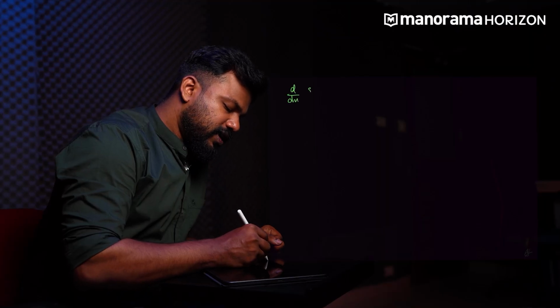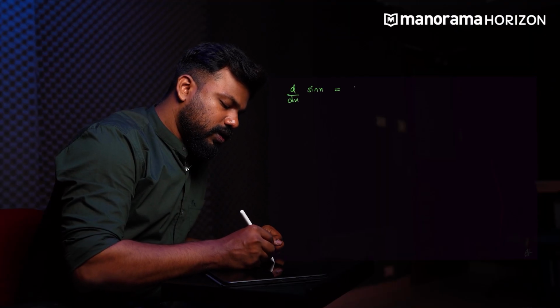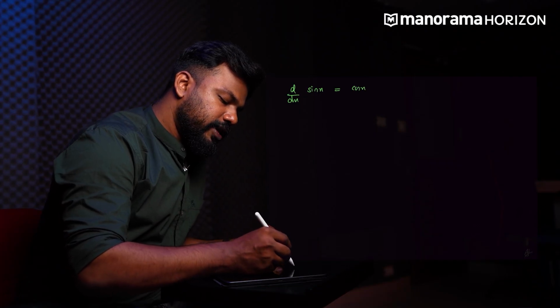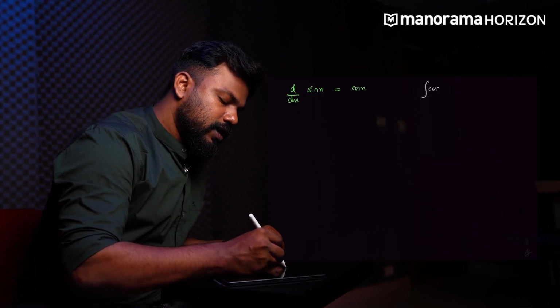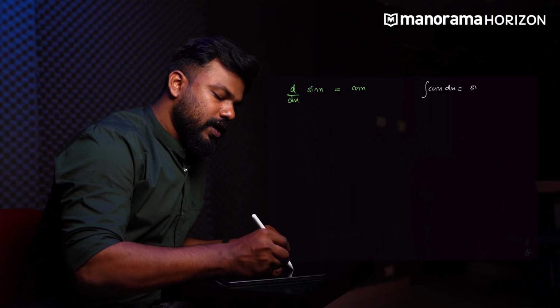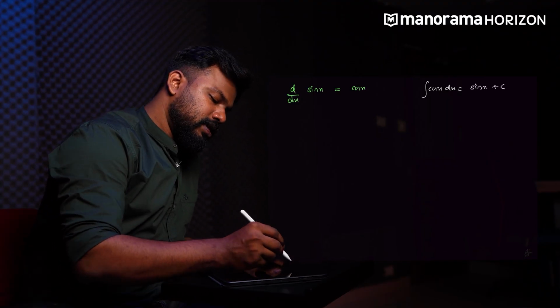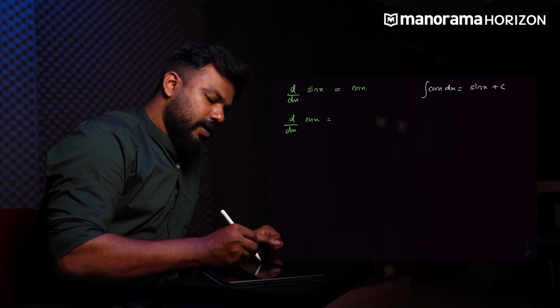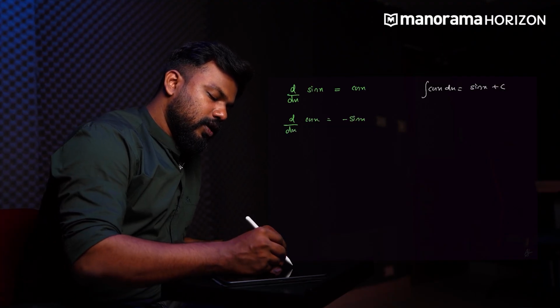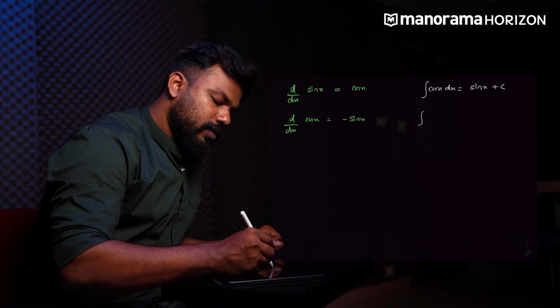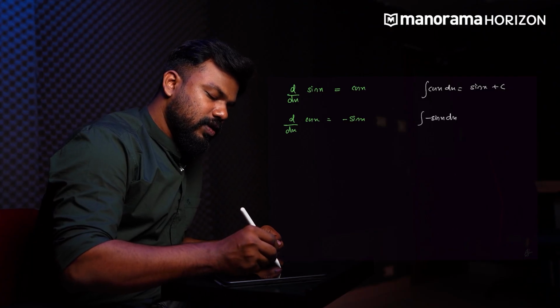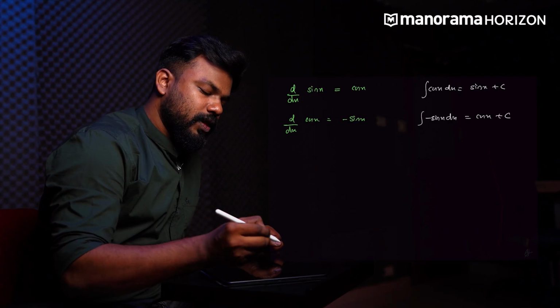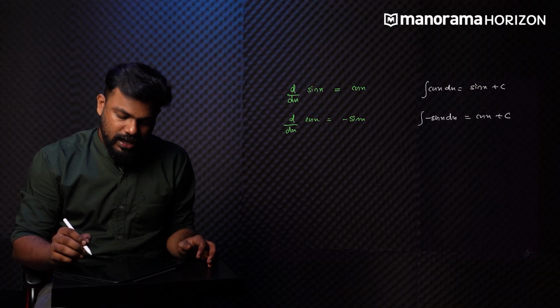And what are they? The first one is d by dx of sin x. We know that d by dx of sin x is cos x itself. So what will be the integral of cos x? Integral of cos x dx will be sin x plus c. In the same way, d by dx of cos x will be minus sin x. Now what will be the integral of minus sin x dx? It will be cos x plus c. Okay, do write this down.